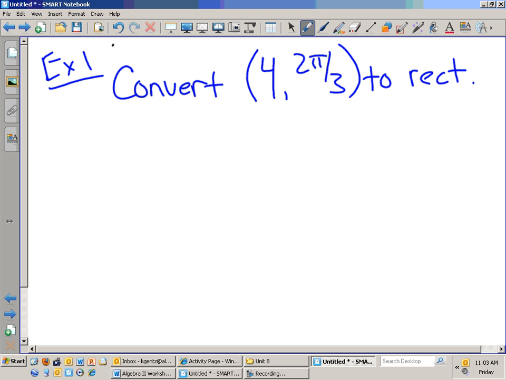Now, the first thing I'd like to do is, I think it's always important anytime you're converting back and forth to have a little bit of an idea or knowledge about where this coordinate is sitting. So if we have a coordinate like (4, 2 pi over 3), anybody know which quadrant that sits in?